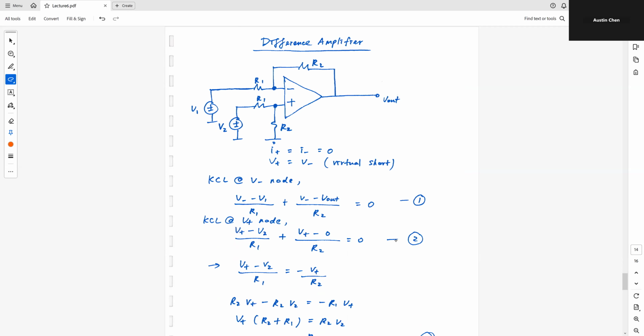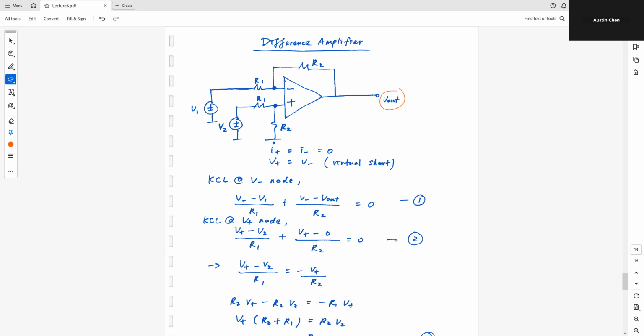Okay, so let's look at the difference amplifier. The difference amplifier is going to take the difference, the delta between V1 and V2, or V2 and V1, and then produce an output, V out. And if everything is done right, the output voltage will still be a scaled up version of what you put in.